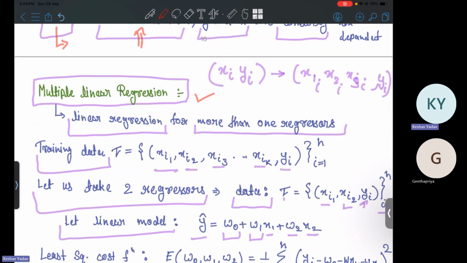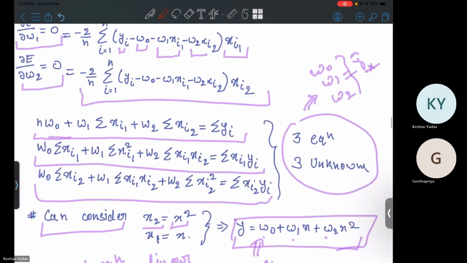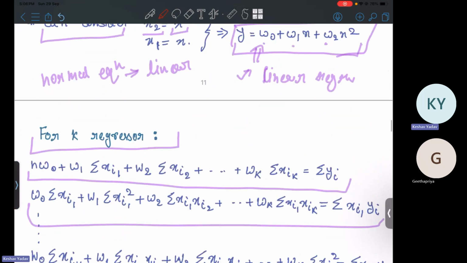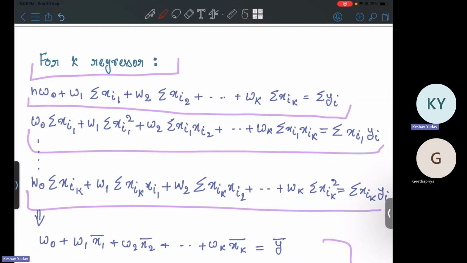Then we have seen the multiple linear regression. There we have seen that as long as our normal equations are linear, the linear regression can be applied. After that, we have seen the vector notation of the simple linear regression that can be applied for multiple linear regression directly. And it is kind of easier to implement in the computer.